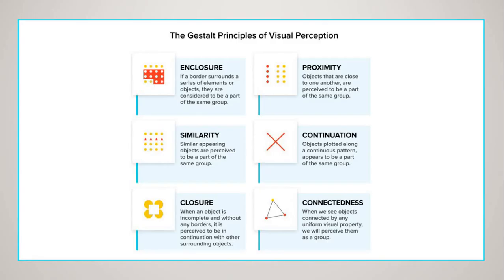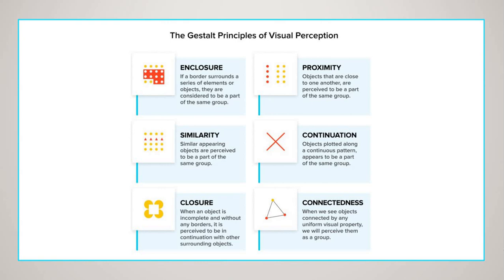Okay, these are the Gestalt principles of visual perception. So, there are 6 of them: enclosure, similarity, closure, proximity, continuation, and connectedness. Okay, enclosure means if a border surround a series of element or object, they are considered to be a part of the same group. And then similarity, similar appearing objects are perceived to be part of the same group. Of course lah, kalau kita tengok benda tu mempunyai ciri-ciri yang sama, kelihatan sama, kita akan conclude sebagai berada dalam satu kumpulan yang sama.